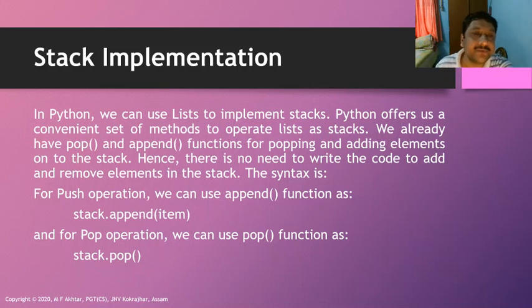In Python we can use a list. We already know how a list is created. We just have to put some values separated by commas within square brackets, and the list will be created. It uses square brackets. So we are implementing a stack using a list. In Python we can use a list to implement a stack. Python offers us a convenient set of methods to operate a list as a stack.